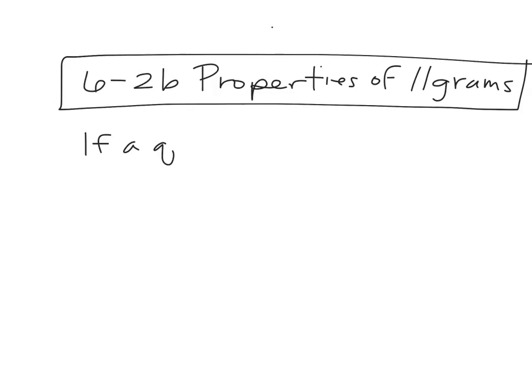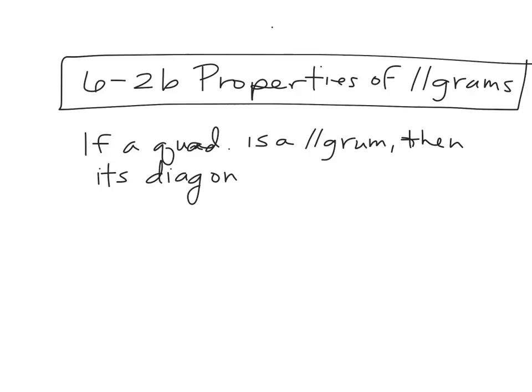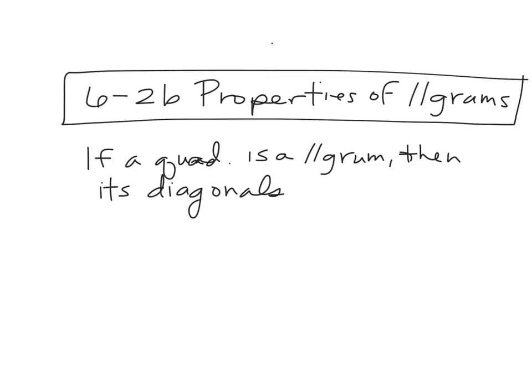If a quadrilateral is a parallelogram, then its diagonals bisect. Oh, that didn't work out well. My hand touches it down here and then it moves. Silliness. Okay, if a quadrilateral is a parallelogram, then its diagonals bisect each other. Here's what that means, okay?